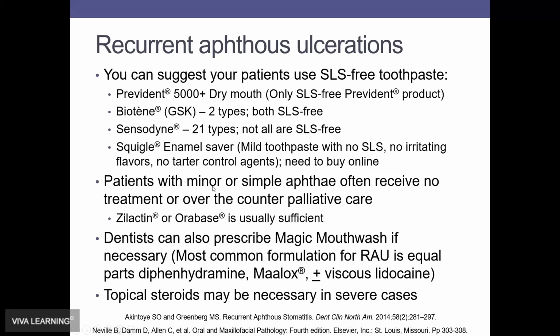Patients with minor aphthous ulcers can be treated with over-the-counter care like Orabase. If you want, you can prescribe a magic mouthwash for pain. The most common formulation is diphenhydramine with liquid Maalox plus or minus viscous lidocaine. I find in my patient population, number one, this magic mouthwash sometimes can cost like $180, which is ridiculous, and number two, they don't want their whole mouth numb. So I just have them mix equal parts diphenhydramine and Maalox and use that. If it's a really severe case, you can give the patient topical steroids.